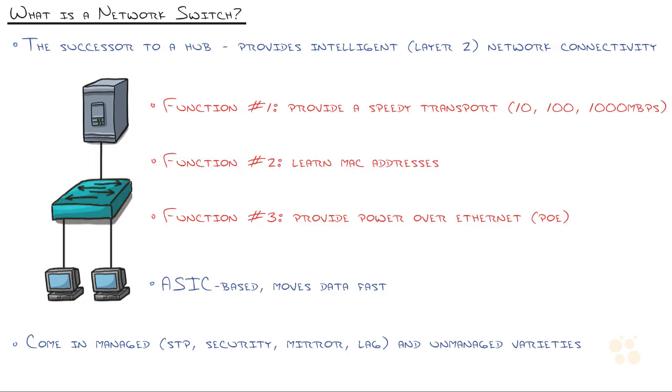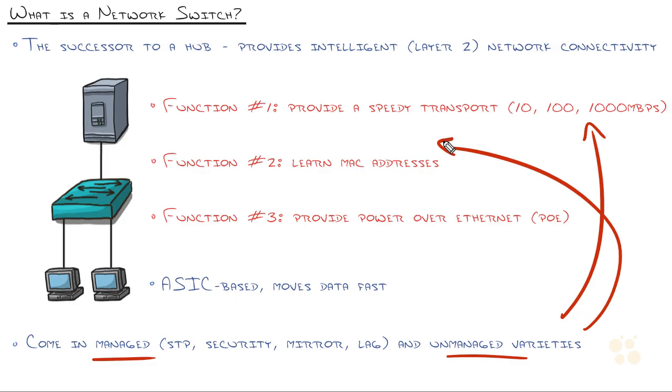Last but definitely not least, switches come in unmanaged and managed varieties. Unmanaged means it can provide these functions such as a speedy transport, learning the MAC addresses, and maybe even provide power over Ethernet. But you can't actually configure the device and add features or modify its capabilities. It's plug and play. And that initially may sound good, but it's not. You often want a lot of the features that a managed switch can provide.